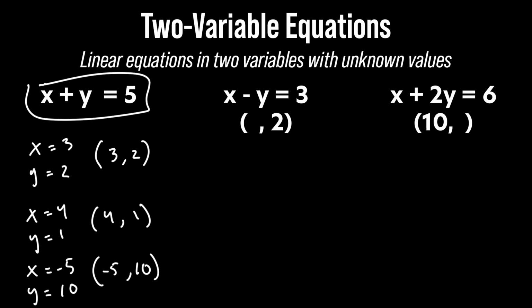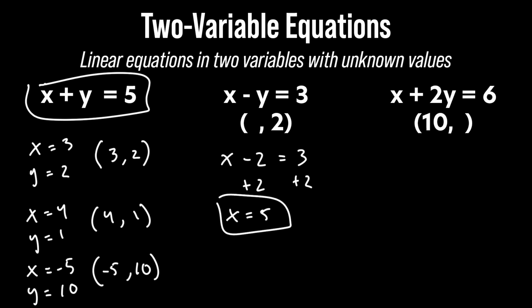Now, how about the second problem here, where you're given the value of one of the variables, and so you need to solve for the other one? So in this equation here, we're given no value for x, but a value of 2 for y. So we can basically use the value of 2 for y to rewrite the equation. So we get x minus 2 is equal to 3. And then we can add 2 to both sides of the equation, and we get x is equal to 5. And so that's our answer.